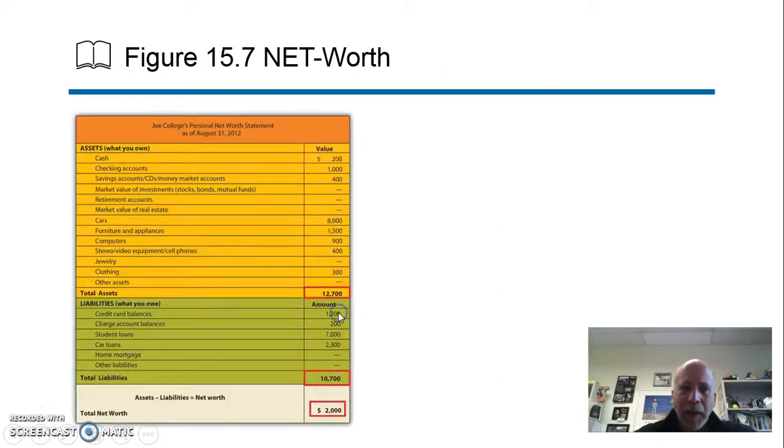Here's an example of a personal net worth statement where we add up all of the things that are of value, the assets we have, and then the liabilities, what we owe. And in this case, if you add up all these assets, the person has $12,700. They have roughly $10,700 worth of liability, so their total net worth is $2,000. Understanding your total net worth and having goals on how to increase that are really important.